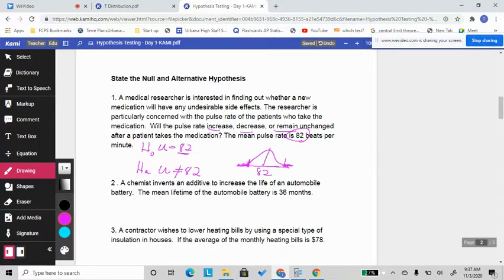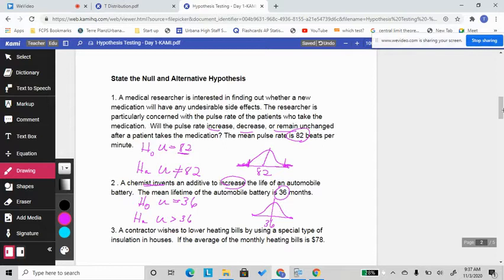All right, number 2, a chemist invents an additive to increase the life of an automobile battery. The mean lifetime of the auto battery is 36 months. Okay, so right now, the mean lifetime of an auto battery is 36 months, so mu equals 36. We think that if this chemist invents this additive, it's going to increase this 36 months. So our hypothesis is that it's going to go greater than 36.